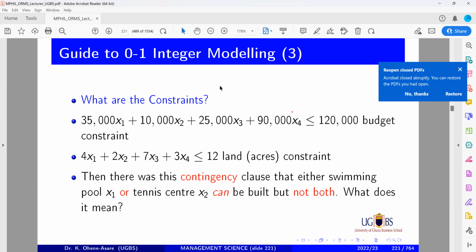On the basis of this, we have been told that either swimming pool, which is X1, or tennis, which is X2, can be built, but not both. So first of all, the swimming pool is X1, and the or means that it is plus, and tennis is X2. Now the question becomes, either of them can be built. What does can be built mean? Now the word being built means what value?